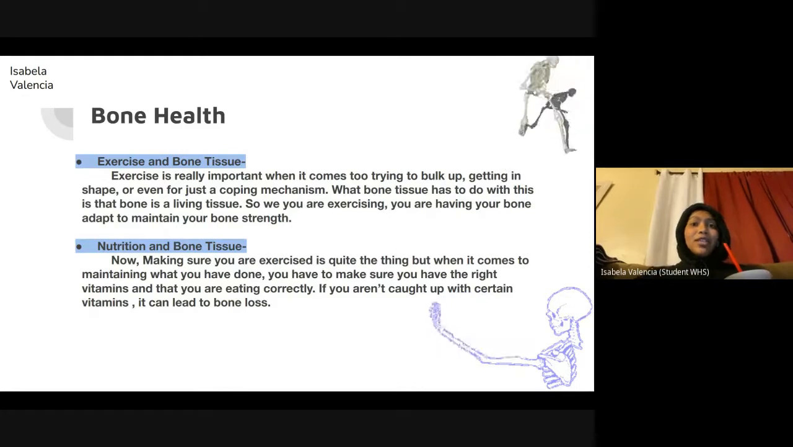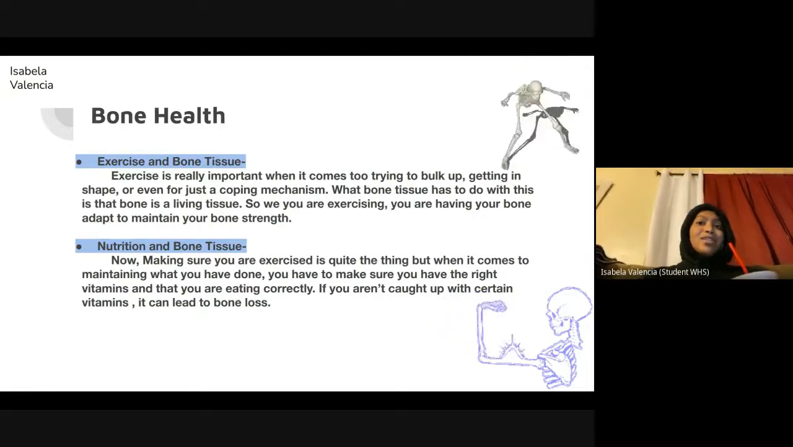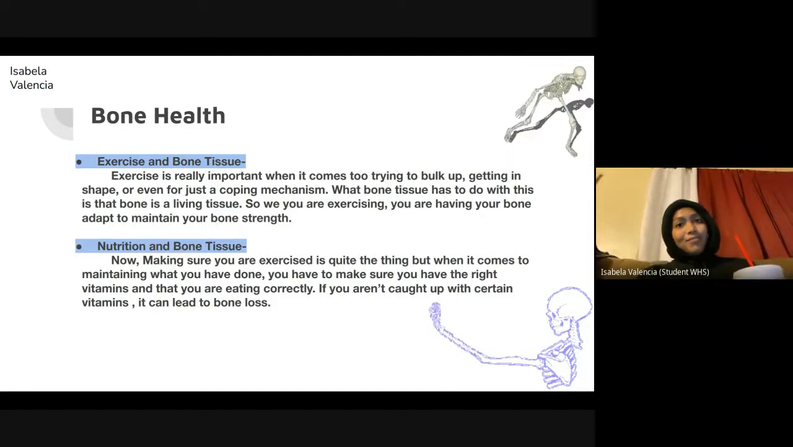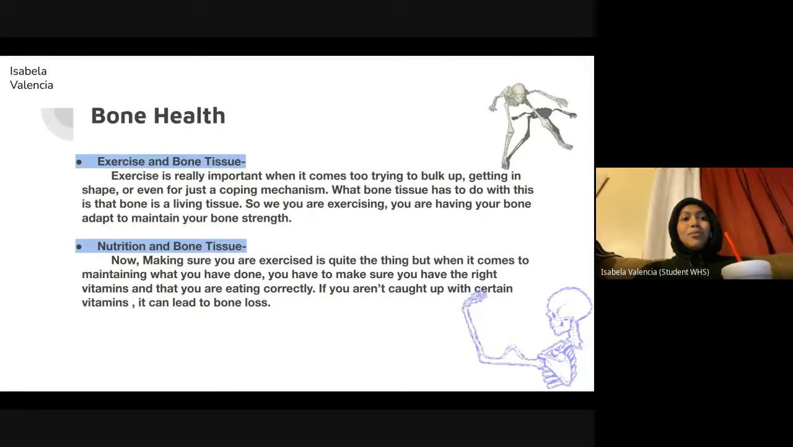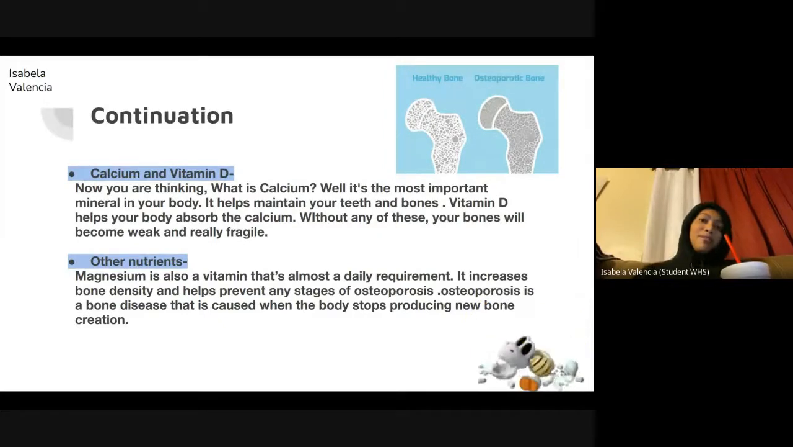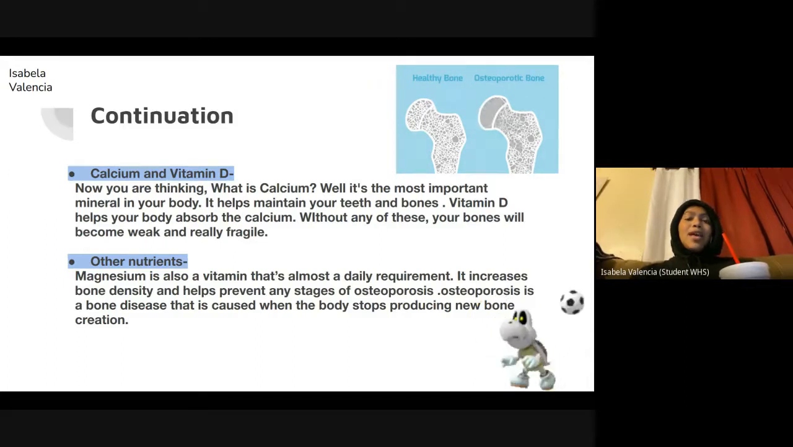And for nutrition, making sure you exercise is quite the thing. But when it comes to maintaining what you've done, you have to make sure you have the right vitamins and that you are eating correctly. If you aren't caught up with a certain vitamin, it can lead to bone loss. For certain vitamins like calcium and vitamin D, now you're thinking, what's calcium? Well, it's the most important mineral in your body and it helps maintain teeth and bones. Vitamin D helps your body absorb the calcium, and without any of these, your bones will become weak and really fragile.